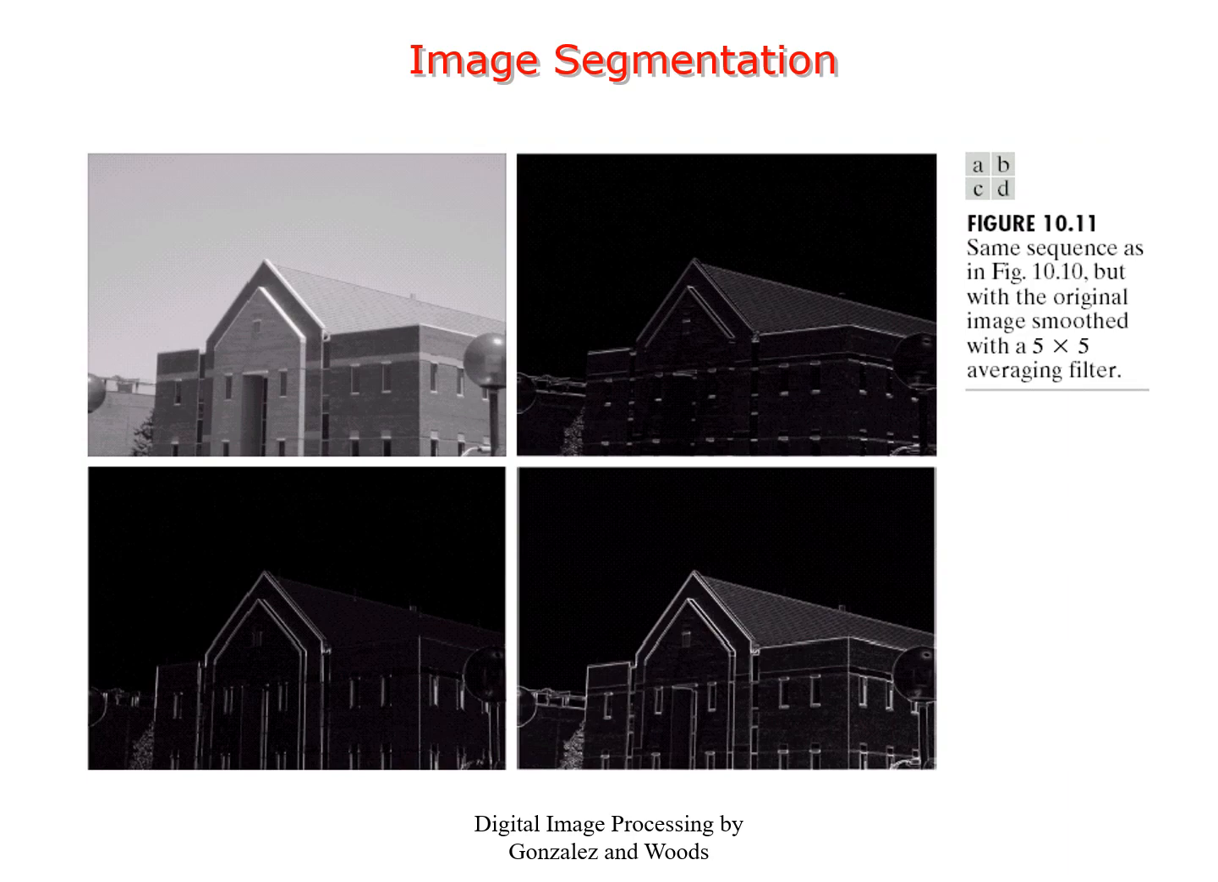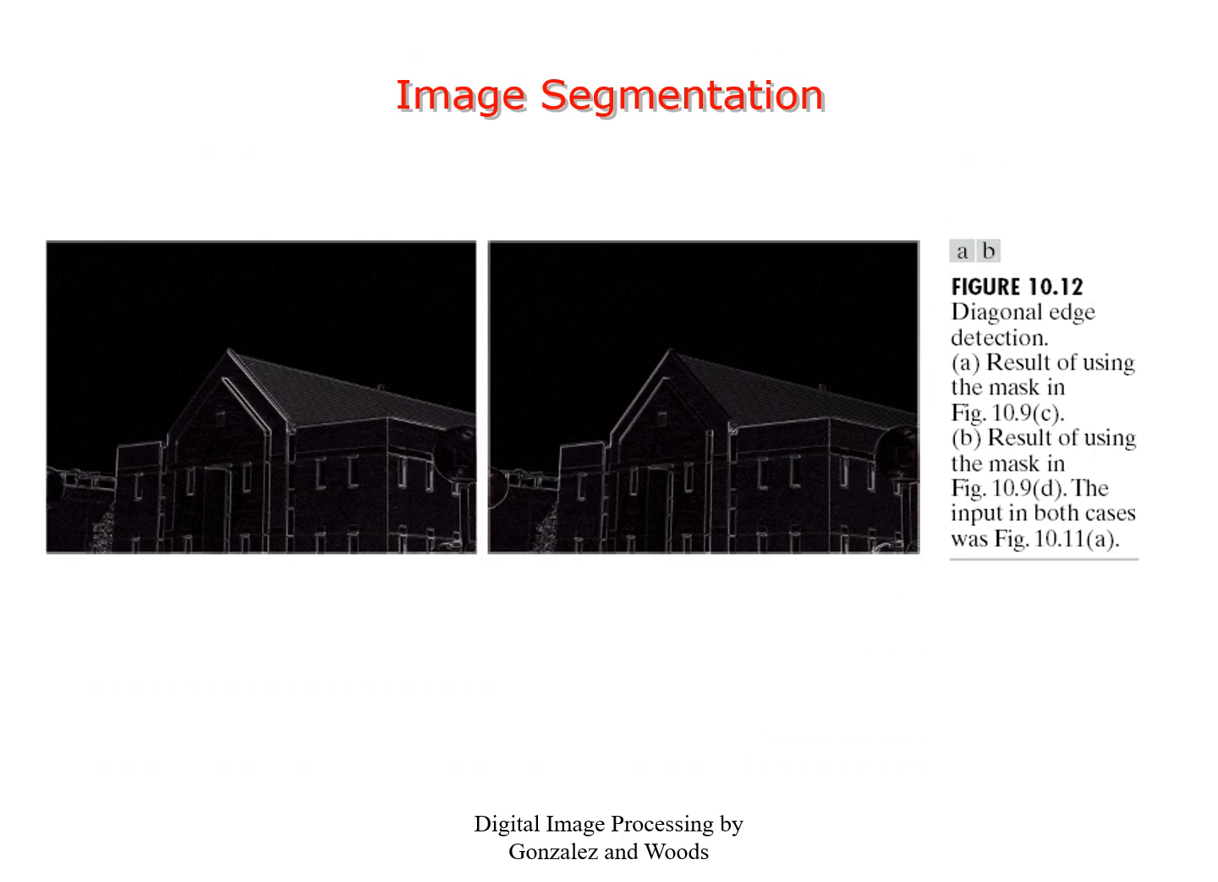Same sequence as in the previous figure, but the original image is smoothened, meaning we have applied a blurring filter on it first, and then we have applied the edge detectors. In this image you can see there are diagonal edges which are detected by using the mask. There are different masks available for different directions of the edges. We have already seen plus 45 degrees, minus 45 degrees, vertical and horizontal.